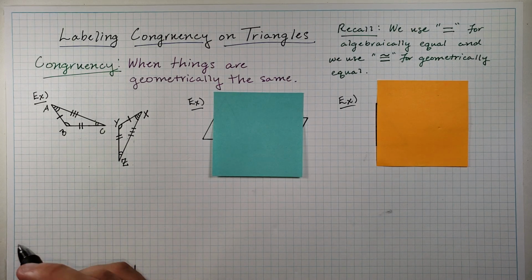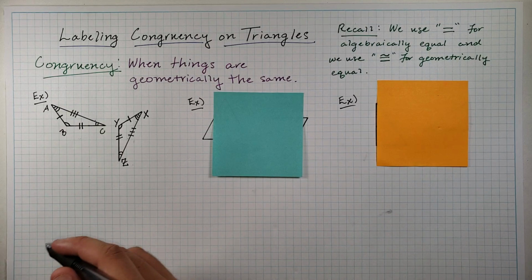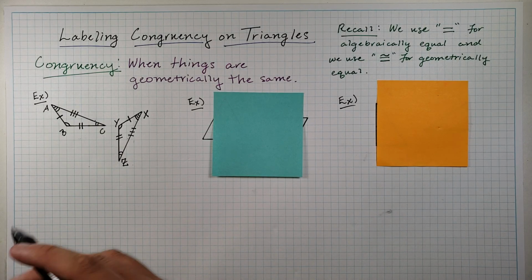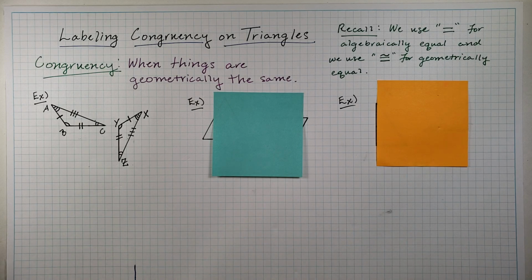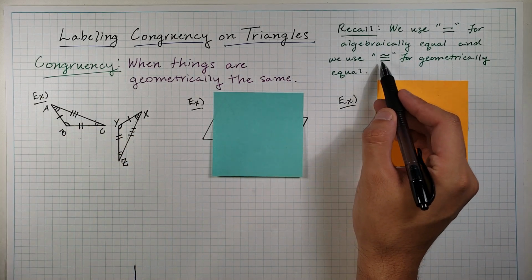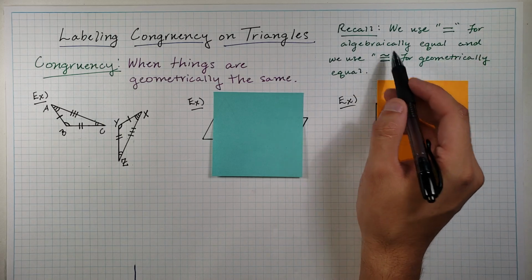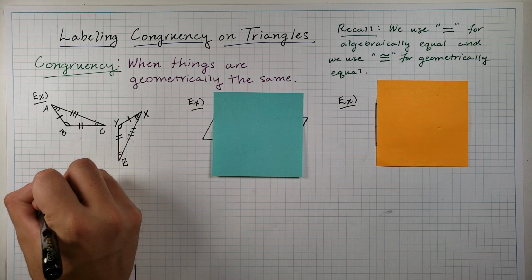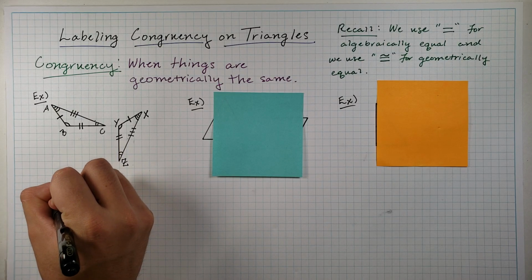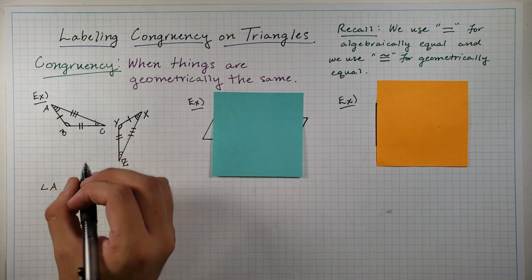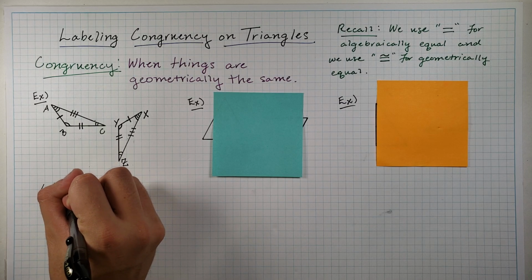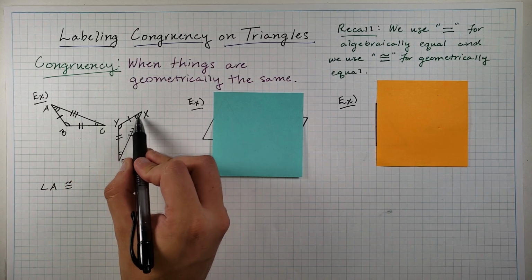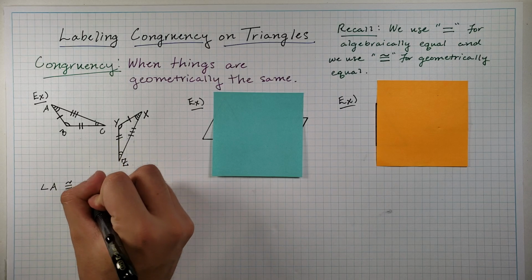So now what we can do is actually write some statements down. Like we used to say in algebra, 5 equals 5, 2 equals 2, 4 equals 4, or 2 plus 2 equals 4. We can do the same thing with geometry and the congruent sign. Instead of using the equal sign, we can use the congruent sign. So for example, we could say angle A, the triple angle here, is congruent to the triple angle here, which is angle X.